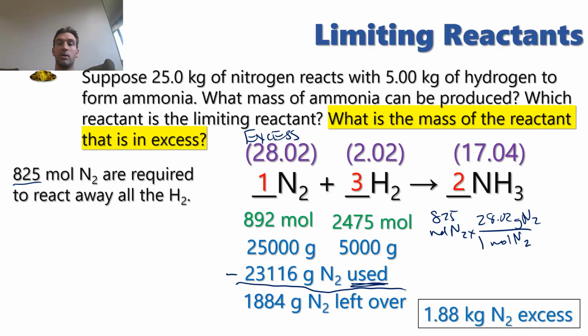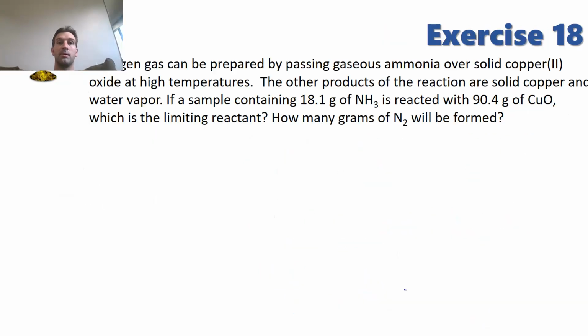So, since we again want to pay attention to sig figs, 3 sig figs in that starting nitrogen value, well, we get 1.88 kilograms of nitrogen as our excess. And again, I jump back to kilograms because that's the unit that we started in. So I'll let you practice this exercise. I'll go into this video in a little bit.